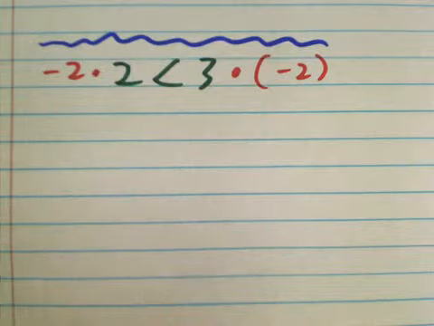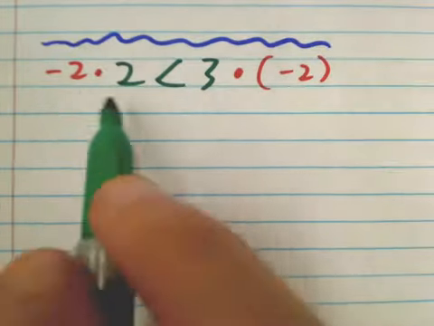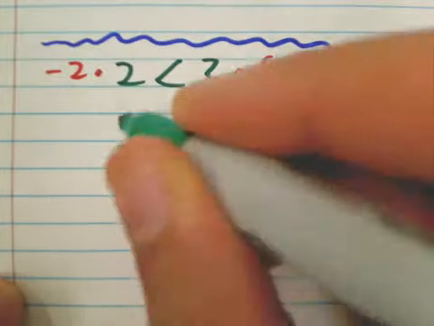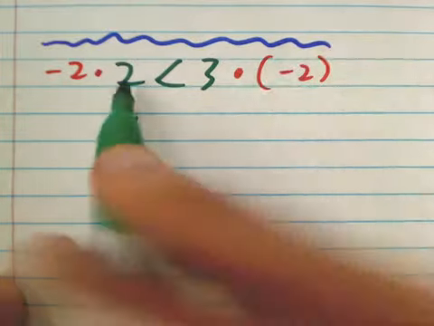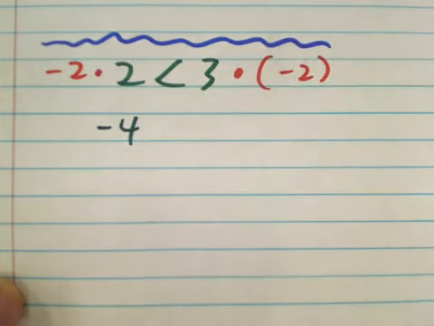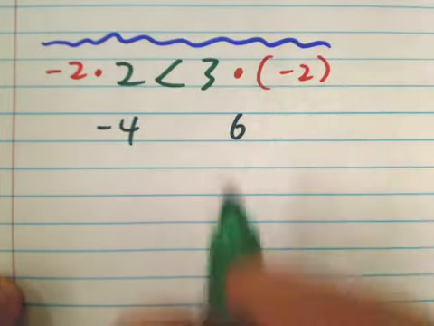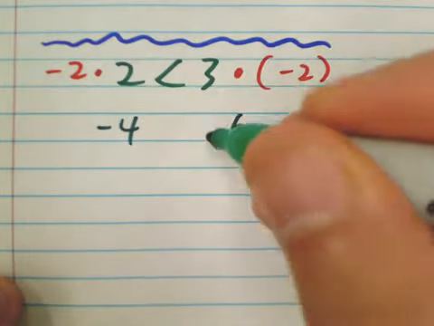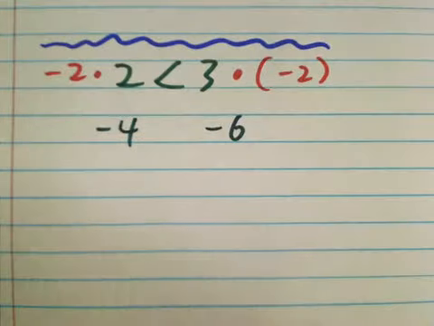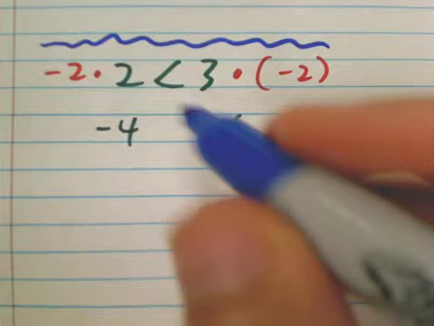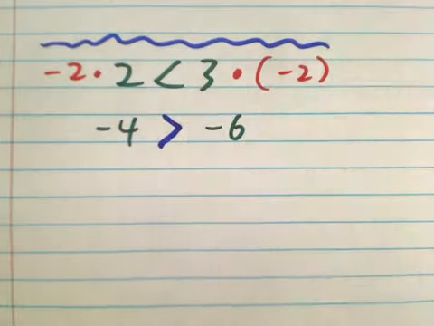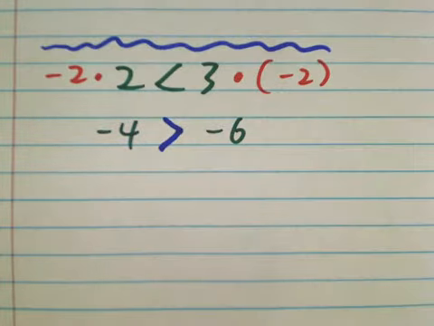Okay, on the left-hand side, negative 2 times 2. Remember, 2 times 2 is 4, and a negative times a positive is negative. On the right-hand side, 3 times 2 is 6. A positive times a negative is negative. Now, remember that on a number line, the negative numbers are in the opposite order. So when I have this here, negative 4 is greater than negative 6.